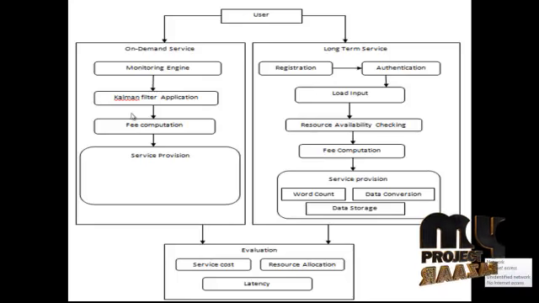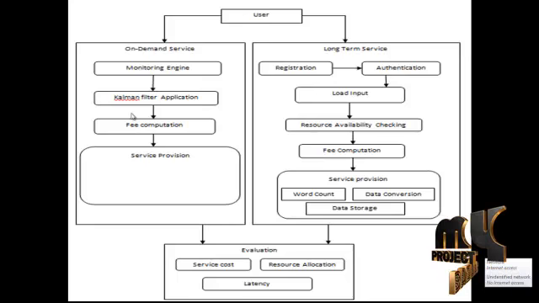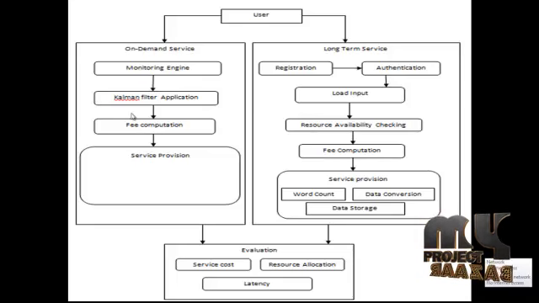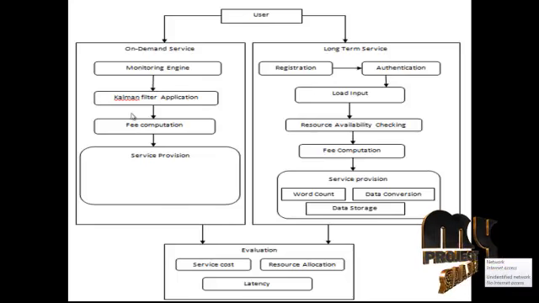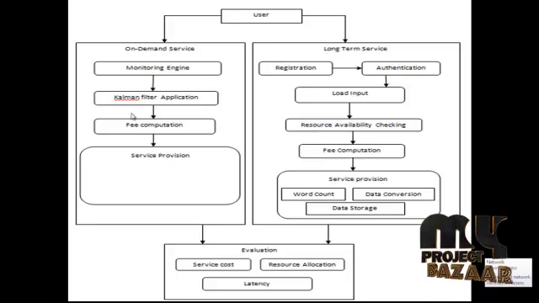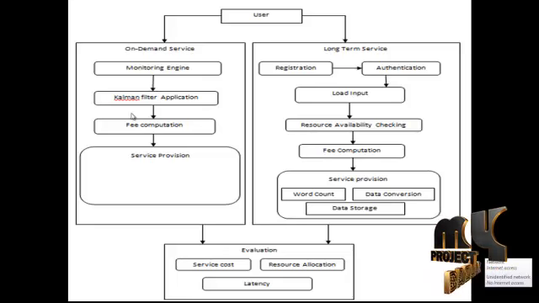In this process the user can provide two kinds of requests, one for on-demand services, another for long-term reservation. For on-demand services, no special registration is required. Here the services will be monitored by the monitor engine, and the Kalman filter approach will avoid unwanted virtual machine selection, and we compute the fee for the user's requested service based on the requested size. Using this service provision we can provide all kinds of services like word count, data conversion, data storage.